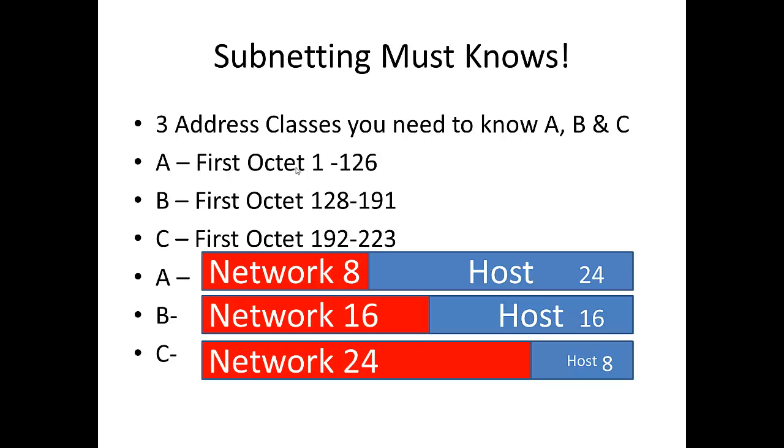Class A is any address between 1 and 126. 127 is reserved as a loopback address. Class B is any octet between 128 and 191, and Class C is 192 to 223. Now the differences between these are the borderline between the network address and the host address. On Class A, the first 8 bits are network and the last 24 are host. With B, it's 16 and 16, and with C, 24 bits are network and only 8 host bits. The number of host bits determines how many hosts we can have for each network.